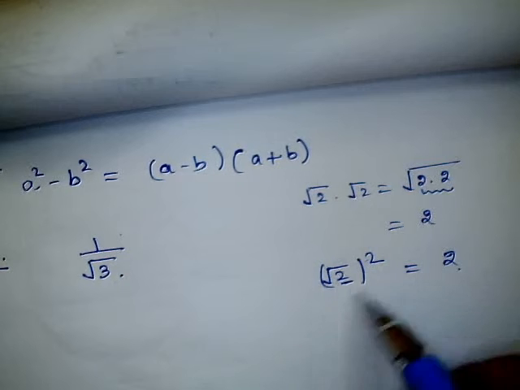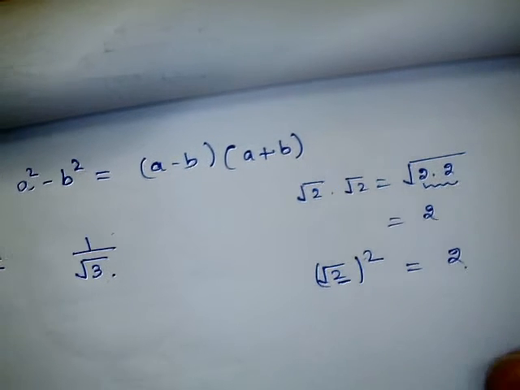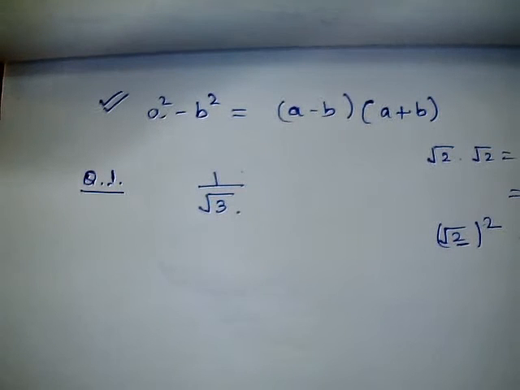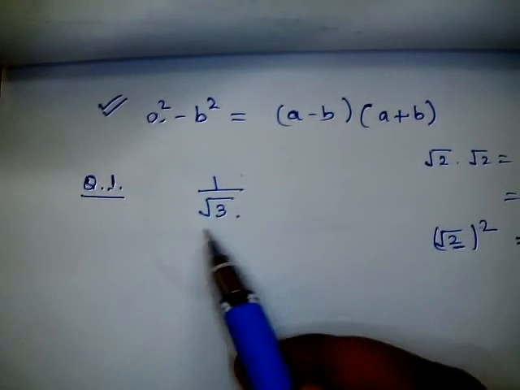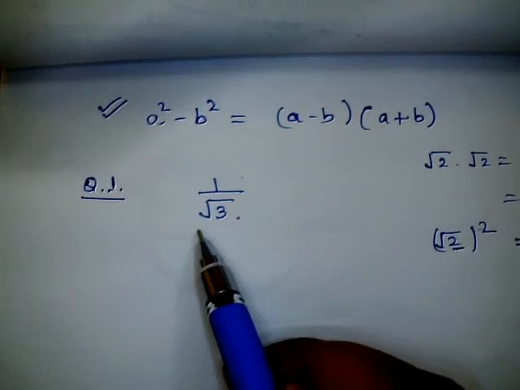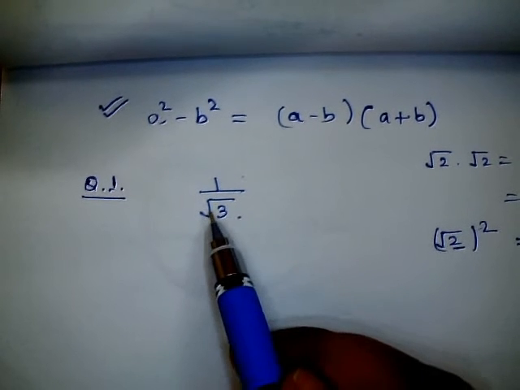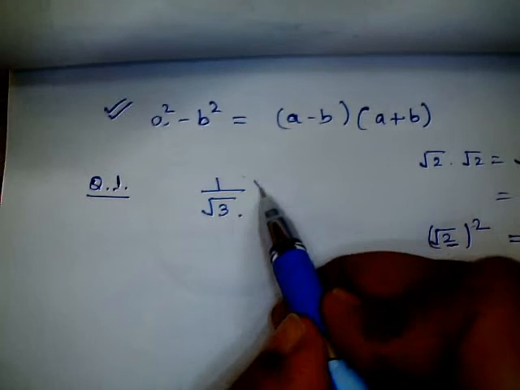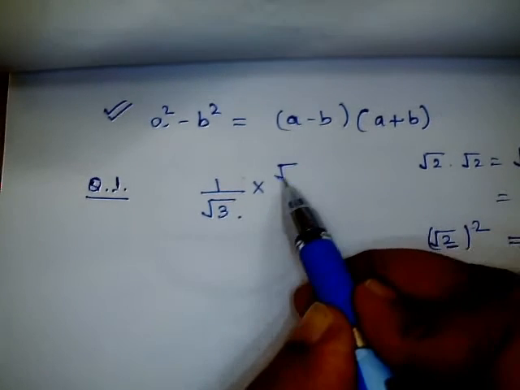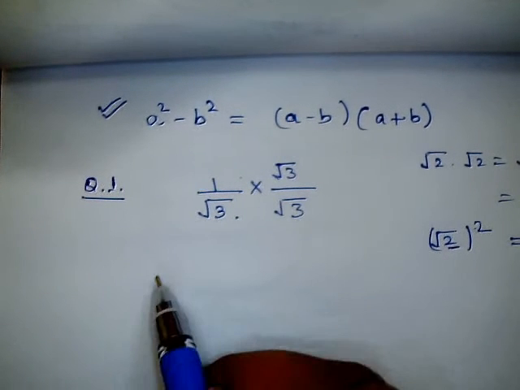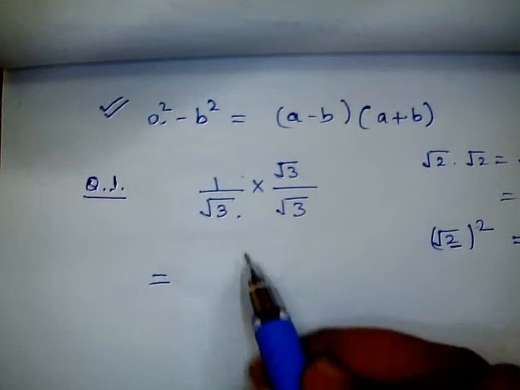To remove the square root sign, I need to do the squaring. So to remove this root 3, to bring this 3 out of the square root sign, I need to make it in square form. To bring it into a square form, I need one more root 3, which is not present. So I will multiply the top and bottom both by root 3.